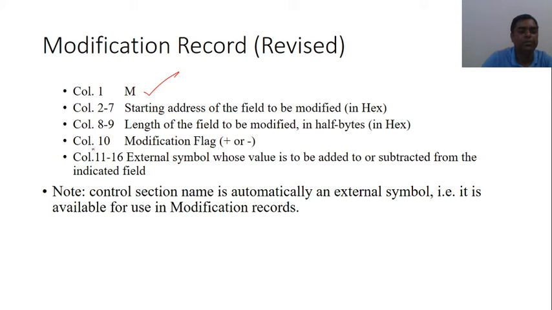Now the change is this: in column 10 we have to write the modification flag, either plus or minus. Then column 11 to 16, the external symbol whose value is to be added to or subtracted from the indicated field. That means we write the name of the external symbol whose value is to be added to or subtracted from the indicated field. Just remember that the control section name is automatically an external symbol, and it is available for use in the modification record.